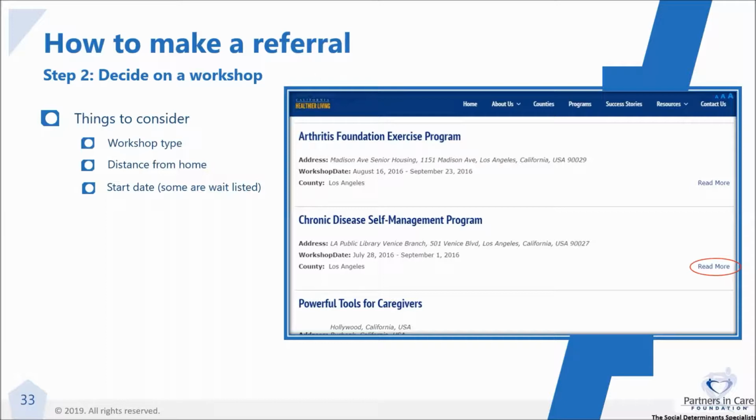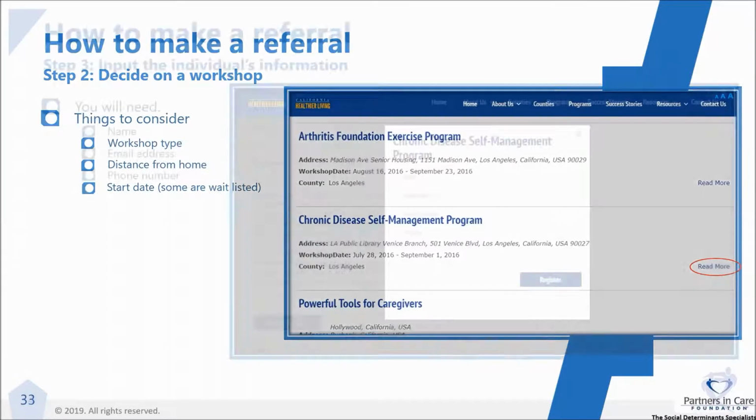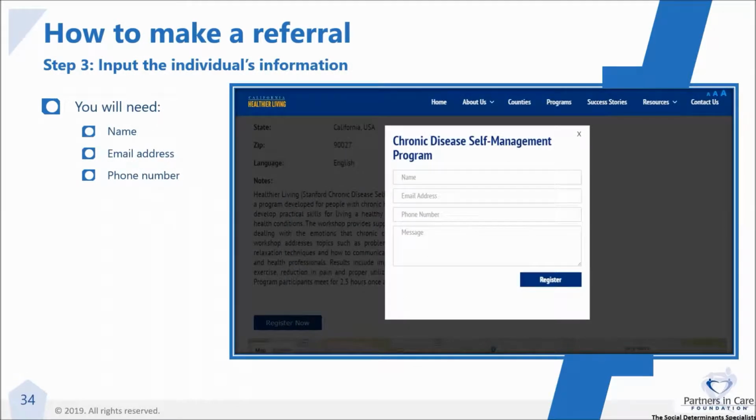And then you can go over to this read more and put in the information about the person that you're referring. You can put in their name, if they will let you, their email address or phone number, and any additional information that you'd like to provide. Staff here and partners can reach back out to them and put them into a workshop. Now, this is obviously just for folks in California, but every county in California does put information about the workshops that they do onto this Healthier Living website.